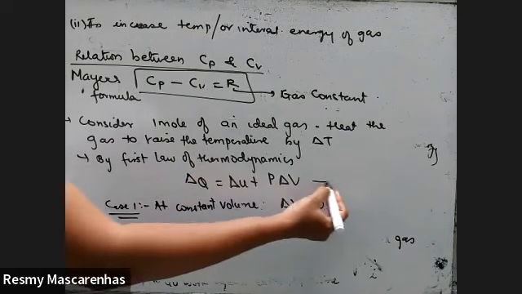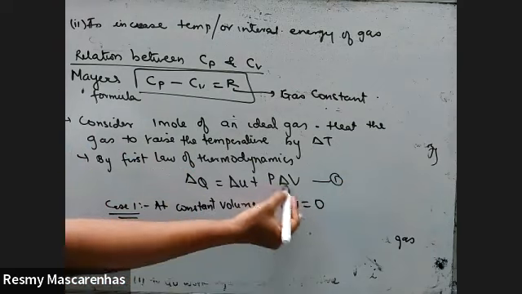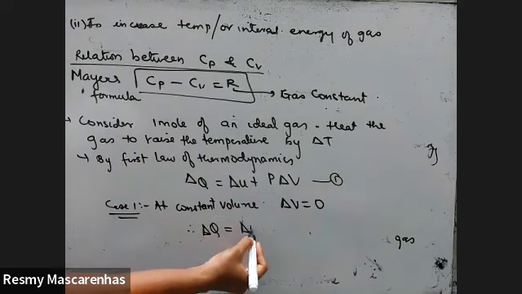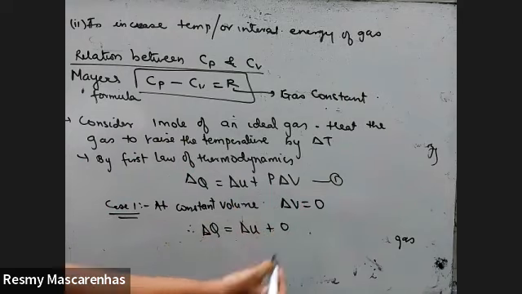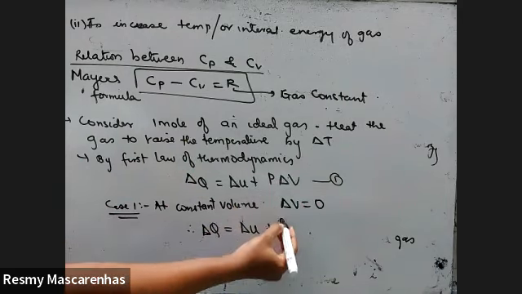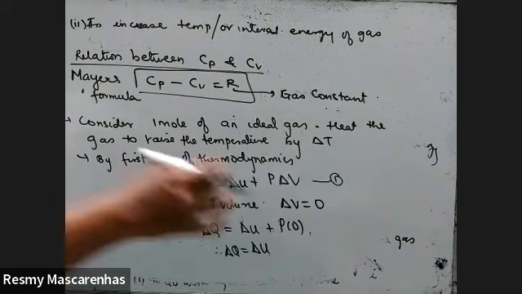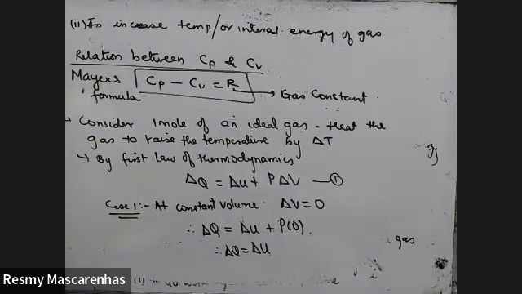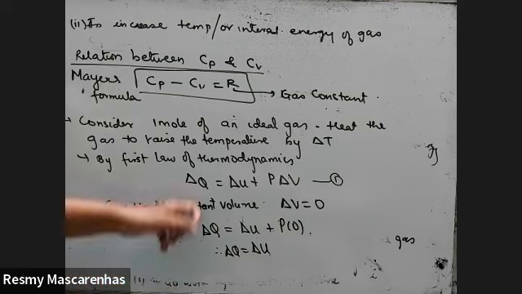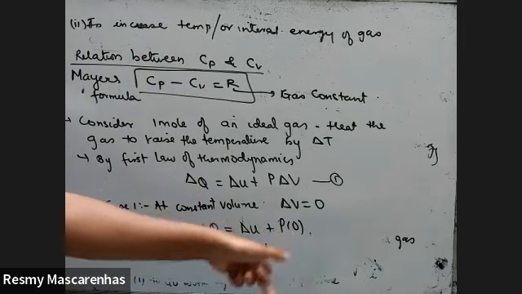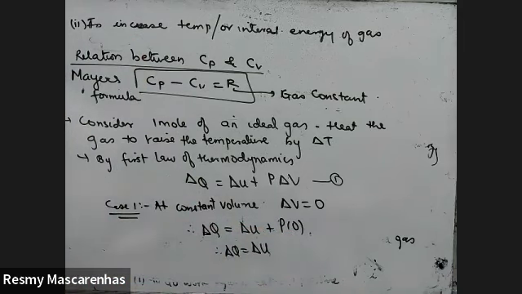So put this in equation 1. P into 0, no? Total heat supply will be only internal energy. We had seen that also. Only one work it has to do: it has to just raise the temperature of the gas. Work will be 0 because the piston is fixed.